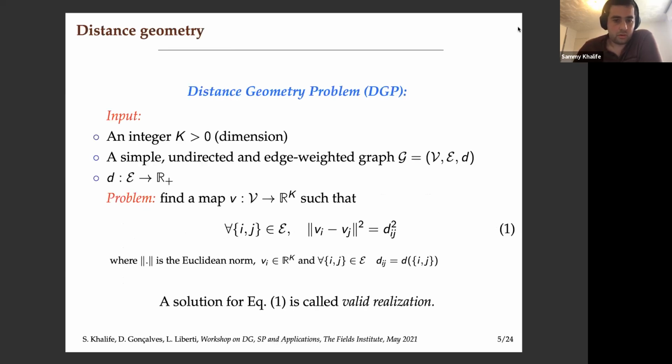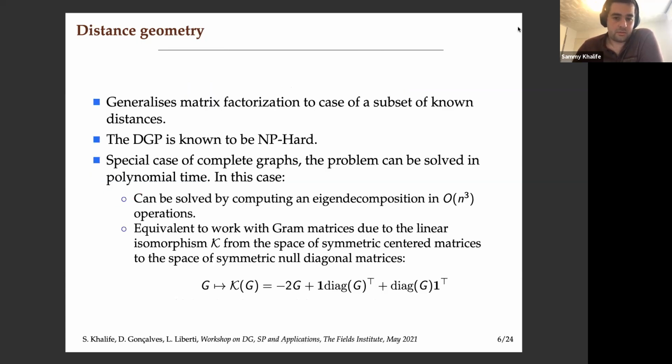So I will just recall the distance geometry problem, or DGP. You are given as input an integer k, of course different from 0 and positive, a simple undirected graph, and a function weighting the edges of your graph. The problem is to find a map, or what we can call an embedding in our case, such that the distances between the nodes are exactly the distances you have as input. And we call a solution of this problem a valid realization. Of course, this problem is NP-hard in the general case, but when you have all the distances, it boils down basically to a matrix factorization. So this is of course well known.